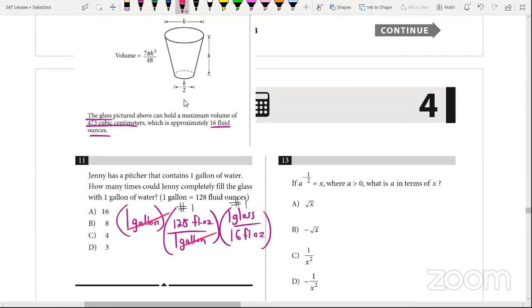So we have gallons canceling with gallons, fluid ounces canceling with fluid ounces, and the only unit left is gallons. And why did I write the word glass there? Oh, that was supposed to be the word glass. Okay, fun stuff. So the only unit remaining is not gallons, it's glasses. And how many glasses? 128 on the top, 16 on the bottom. 128 divided by 16, which is 8. And so the answer to number 11 is going to be B, 8.